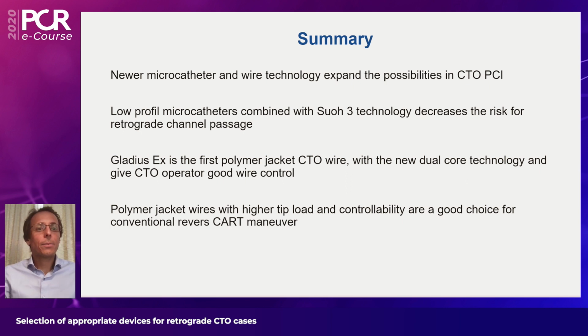So to summarize, I think the new microcatheter and wire technology expand the possibilities, especially in retrograde CTO PCI. Low-profile microcatheters combined with the SUOH-free technology decrease the risk for retrograde channel passage. And the Gladius X is the first polymer jacket CTO wire with the new dual core technology and gives the CTO operator good wire control.